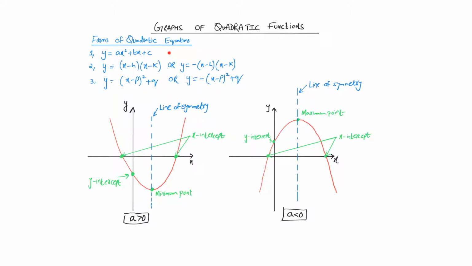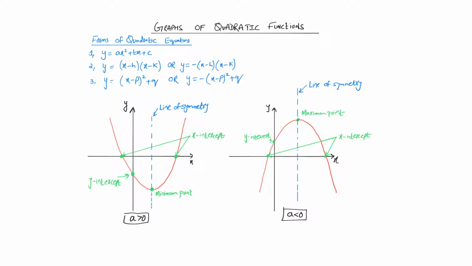Either a quadratic equation can be written in this form, where y equals ax squared plus bx plus c, and this is the most common form that you have been coming across so far. Now, when you factorize those quadratic equations which can be factorized, they can also be written in this form: y equals (x minus h) times (x minus k), or y equals minus (x minus h) times (x minus k). This is another general form of writing a quadratic equation.